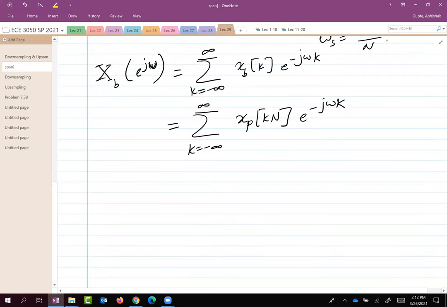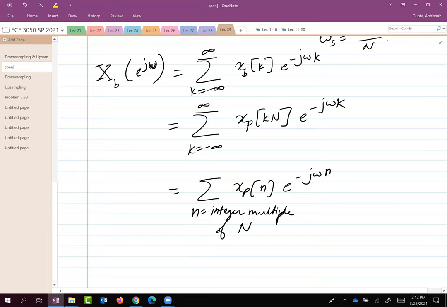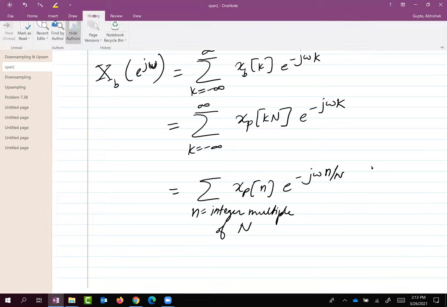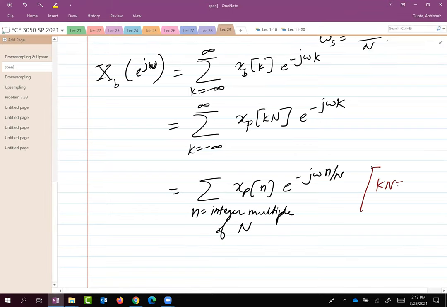What else can we do? So I can write n equals an integer multiple of N, x_p of n e^{-jωn/N}. So I just replaced kN. I am replacing kN to be equal to small n. I just made a small substitution here.